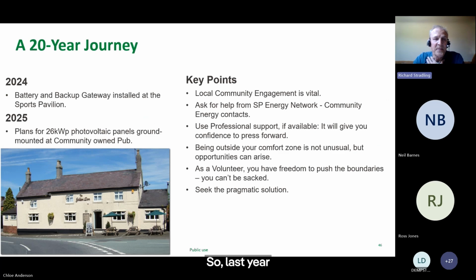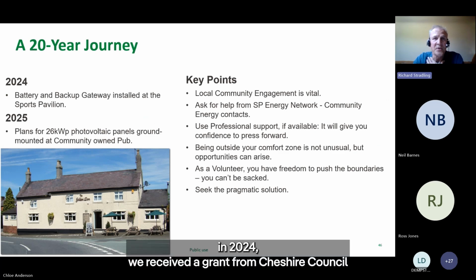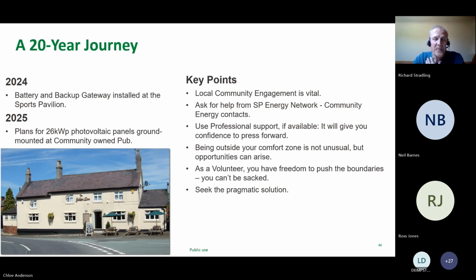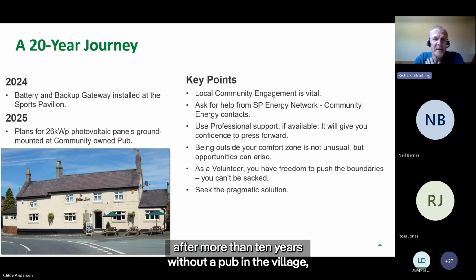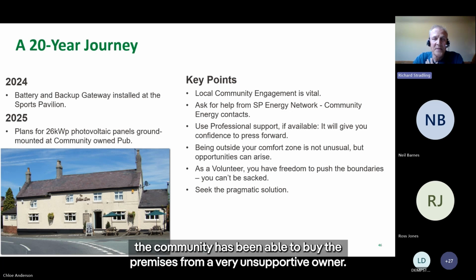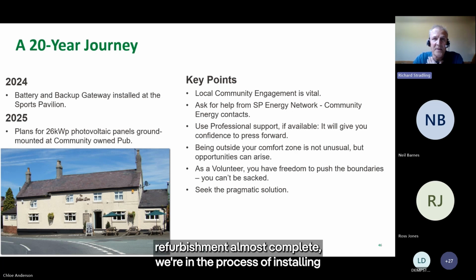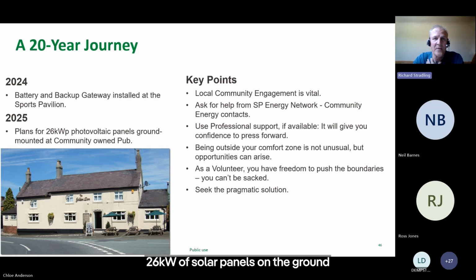So last year, in 2024, we received a grant from Cheshire Council to install a battery and backup gateway at the sports pavilion. Approval for that was straightforward, with the capacity available on the existing three-phase supply. More interestingly, after more than 10 years without a pub in the village, the community has been able to buy the premises from a very unsupportive owner. Now, with the refurbishment almost complete, we're in the process of installing 26 kilowatts of solar panels on the ground at the back of the original car park.